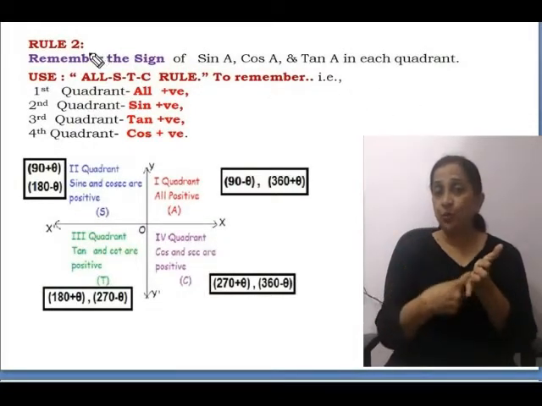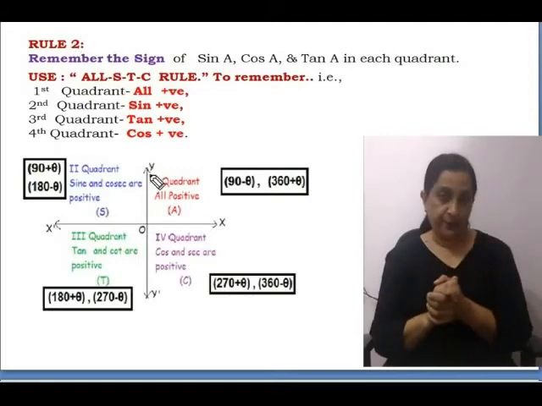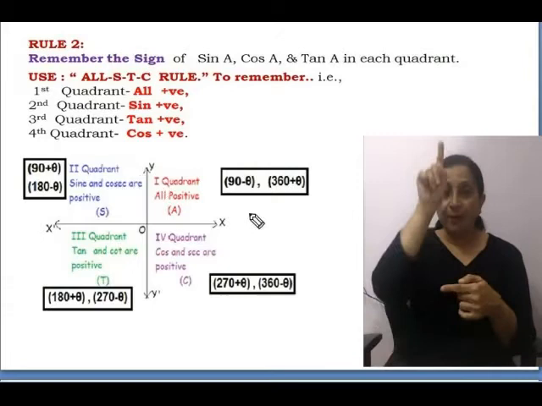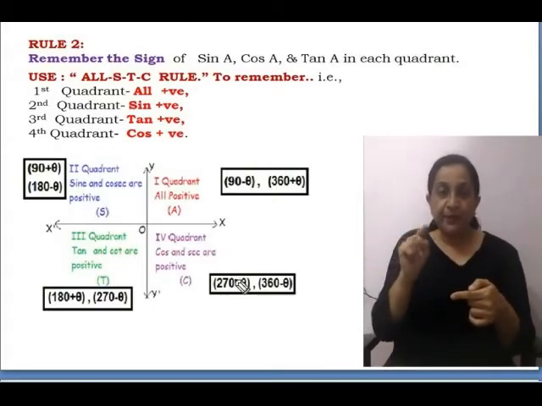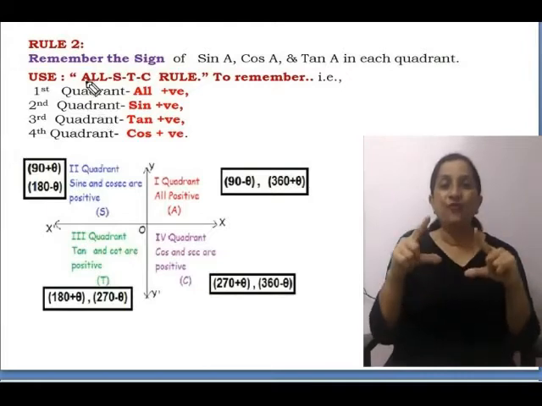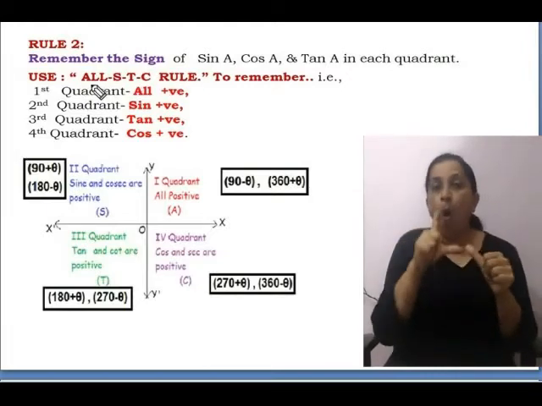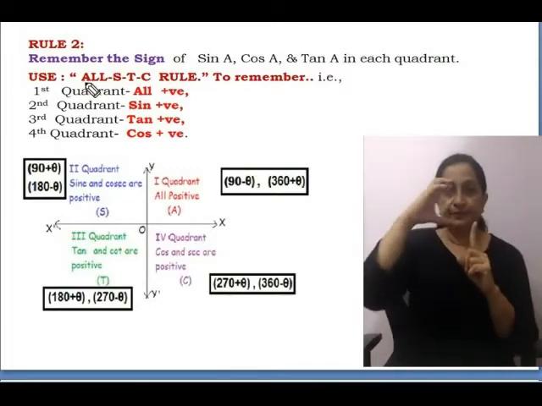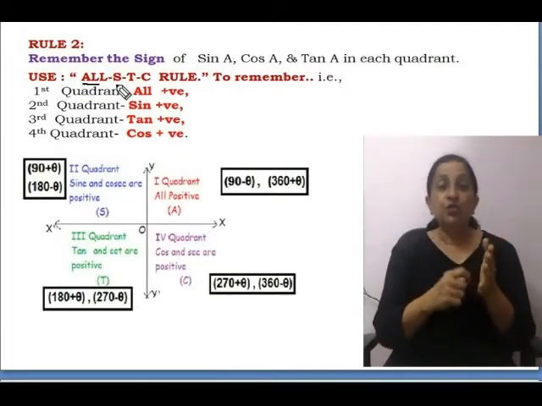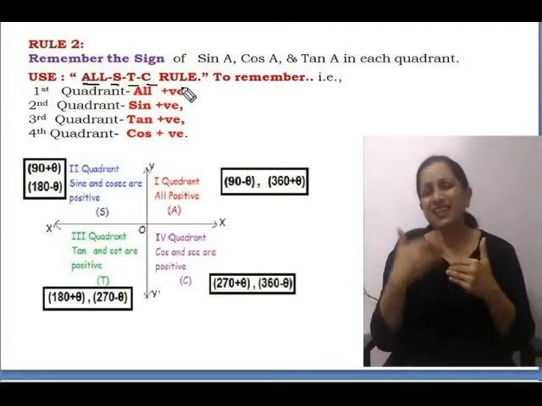Next, let us go to rule 2. This is the angular values of the trigonometric functions. Here you can remember one rule, what is called the ASTC rule. Okay, you must remember ASTC. So easy to remember, the ASTC rule.